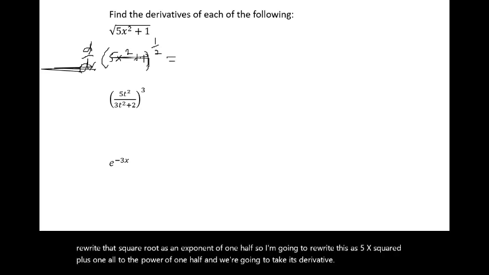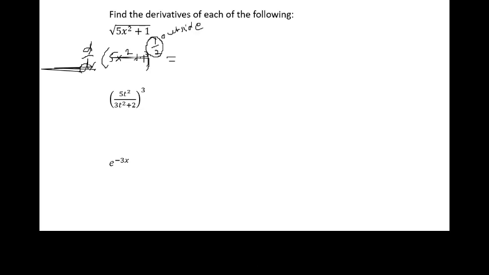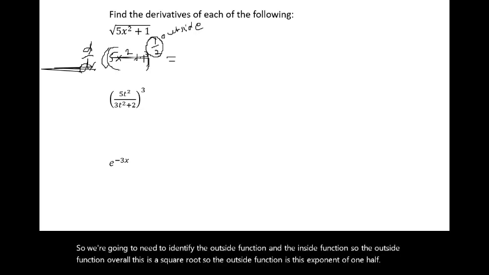So we're going to need to identify the outside function and the inside function. So the outside function, overall, this is a square root. So the outside function is this exponent of 1/2. That means the inside function was everything that was inside the square root, which is this 5x squared plus 1.